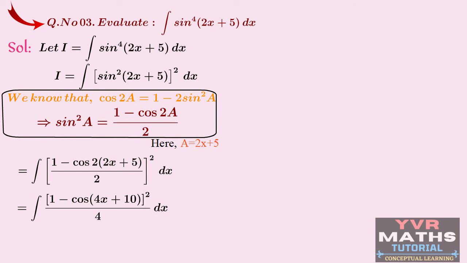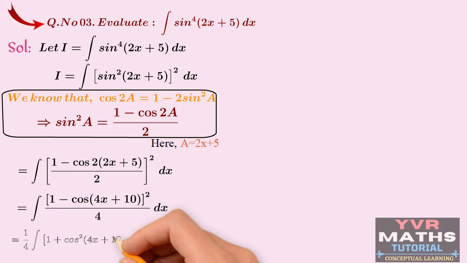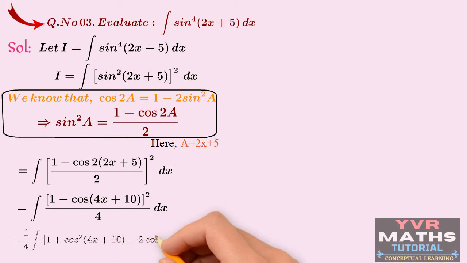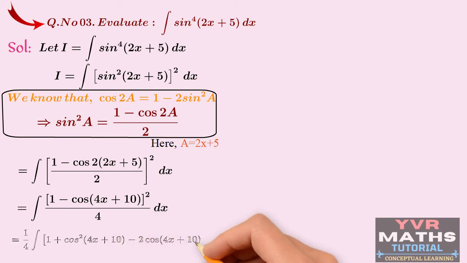If we write outside of integration, then 1 by 4 into integral. On numerator part, I am going to apply a minus b whole square formula. So on numerator, if we apply a minus b whole square formula, then what we will get? See here in the next step, 1 by 4 into integral 1 plus cos square 4x plus 10 minus 2 times of cos of 4x plus 10 dx.